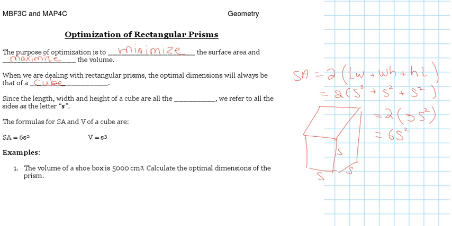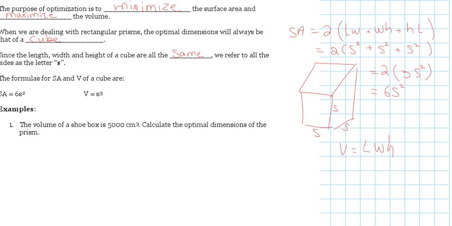So we said here the length, the width, and the height of a cube are all the same, right? Now, how about the volume of a rectangular prism? What's the volume of a rectangular prism? Length times width times height, right? But in this case, my length, my width, and my height are all S's, right? So I have S times S times S, which is S cubed. So the volume of a cube is S cubed.